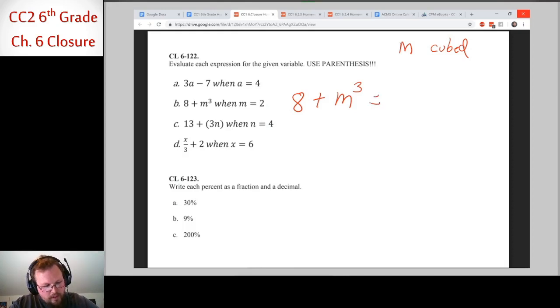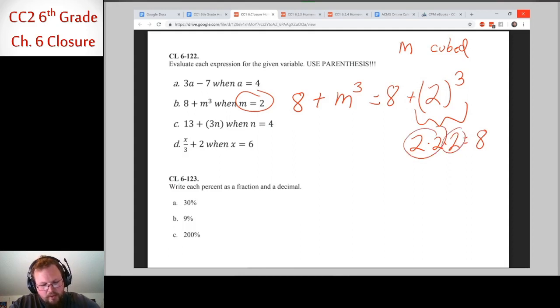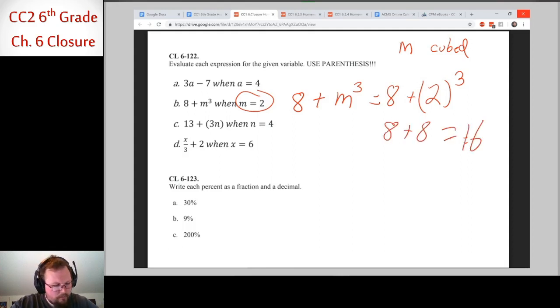And so then when you plug in m equals 2, 8 plus 2 to the power of 3. Do not say 6. It is not 2 times 3. This is an exponent, which means this whole expression should be 2 times 2 times 2. In other words, it is 8. 2 times 2 is 4, times 2 is 8. So my equation simplifies to give me 8 plus 8, which is equal to 16.